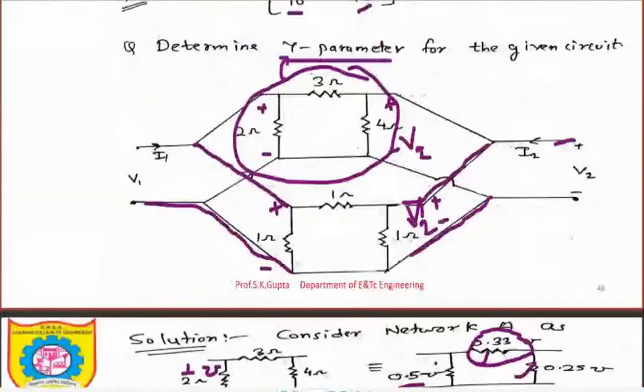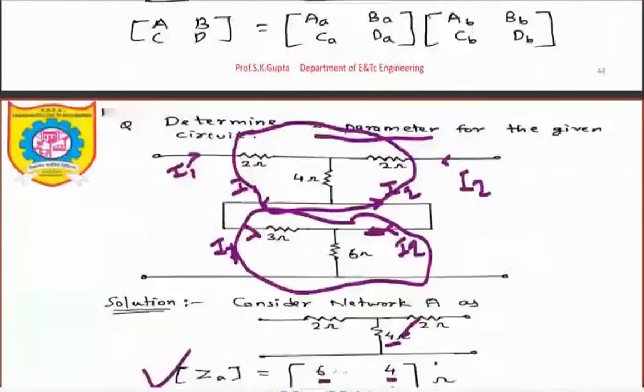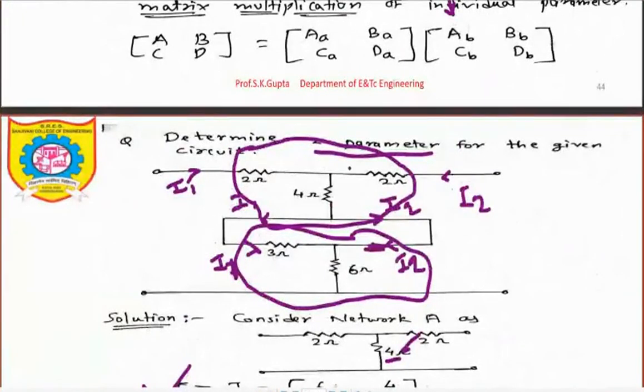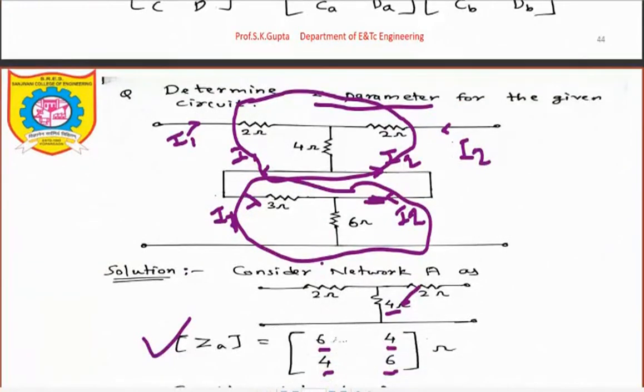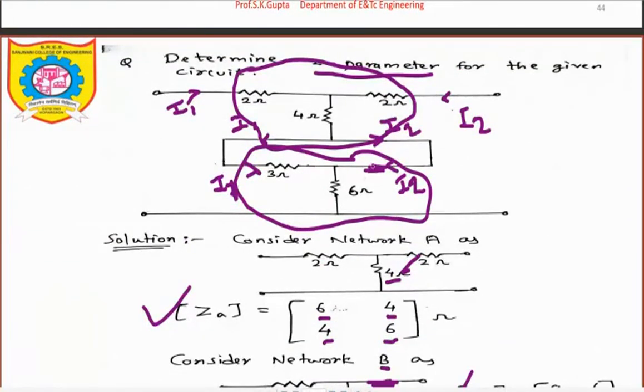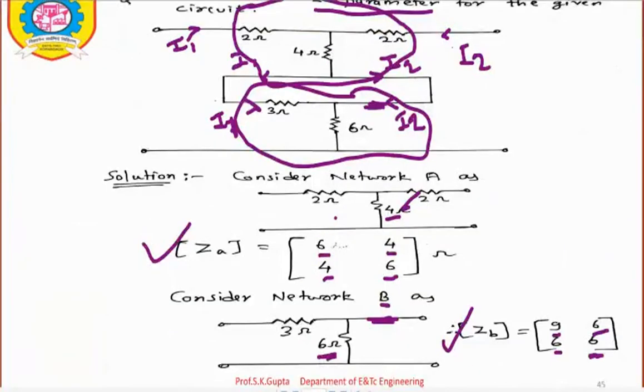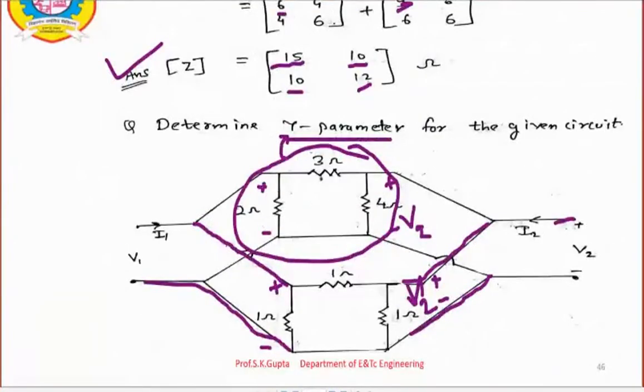Okay. So once again, quickly, I will just revise. This is a T type of network. We can easily get the Z parameter. This one is also a T network. We can easily get the Z parameter. And after that, we have to add the Z parameters because of the series connection. Now, this is a pi network.